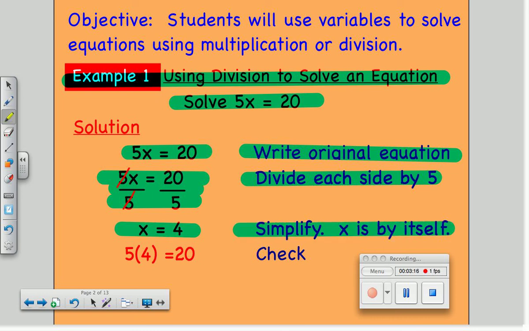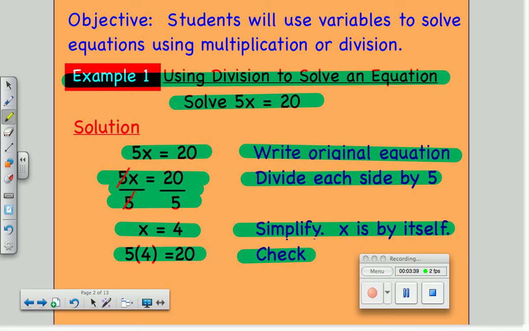X is now by itself. When I go to check, I replace the 4 in with the x. 5 times 4 is 20. If you have any questions on this, if I've done anything and you're not sure what I've done here, please make sure to write them down and ask me tomorrow in class before you take your quiz, so we can make any clarifications. So 5 times 4 is indeed 20, so this checks.